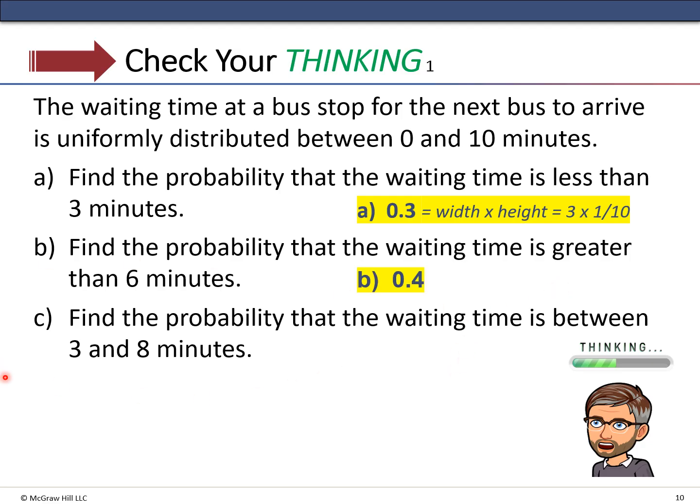Find the probability that the waiting time is between 3 and 8 minutes. Well, 8 minus 3 is 5 minutes. And again, 5 times 1 over 10 gives me 0.5.